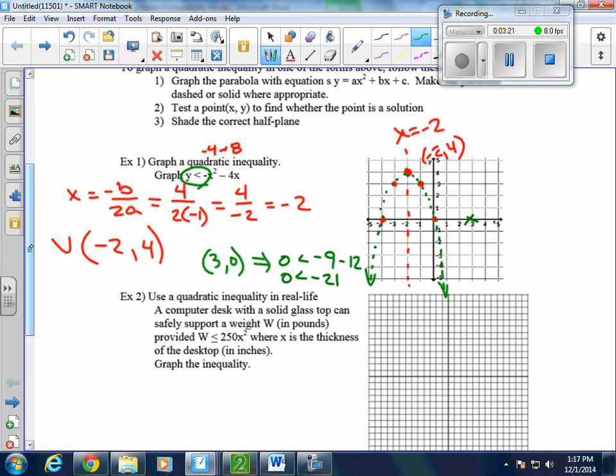Therefore, you shade the opposite side, and that is the inside. My test point was on the outside. It was false, so I shade the inside. So there is my solution. Everything inside of there.